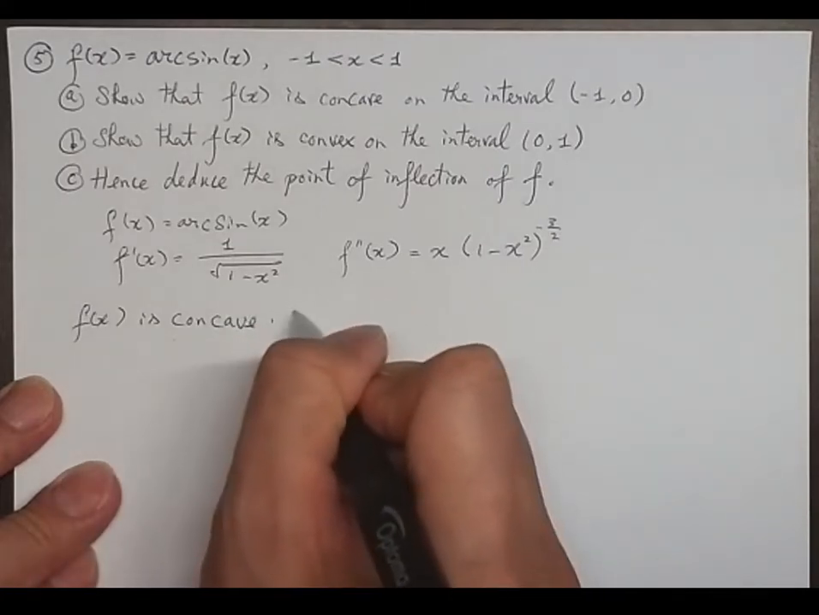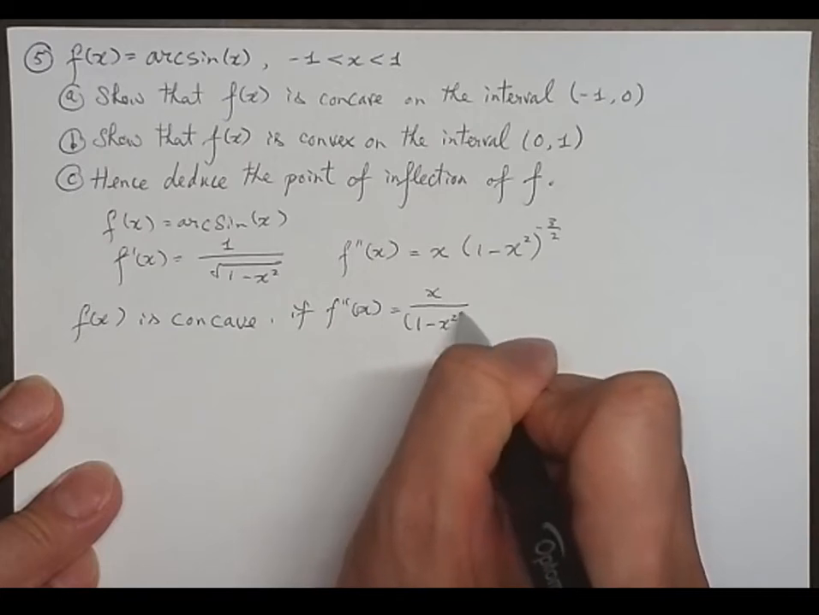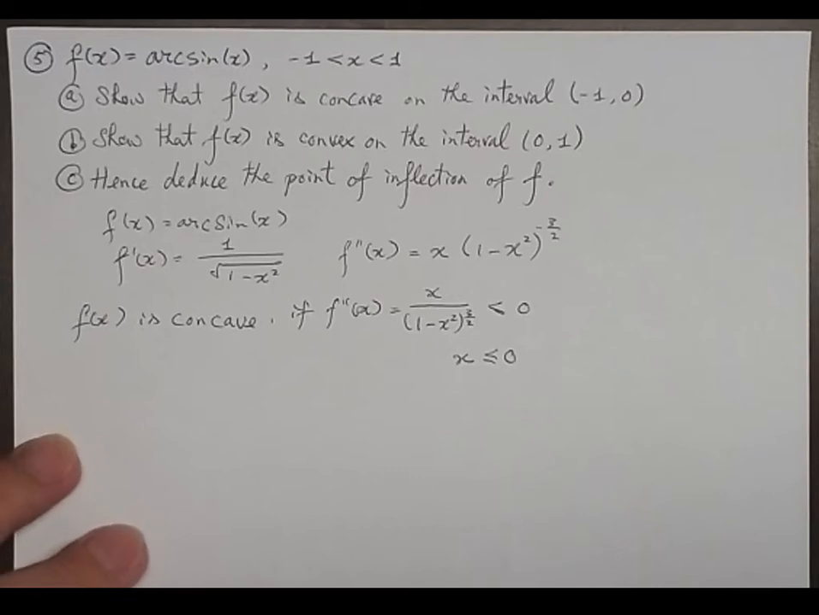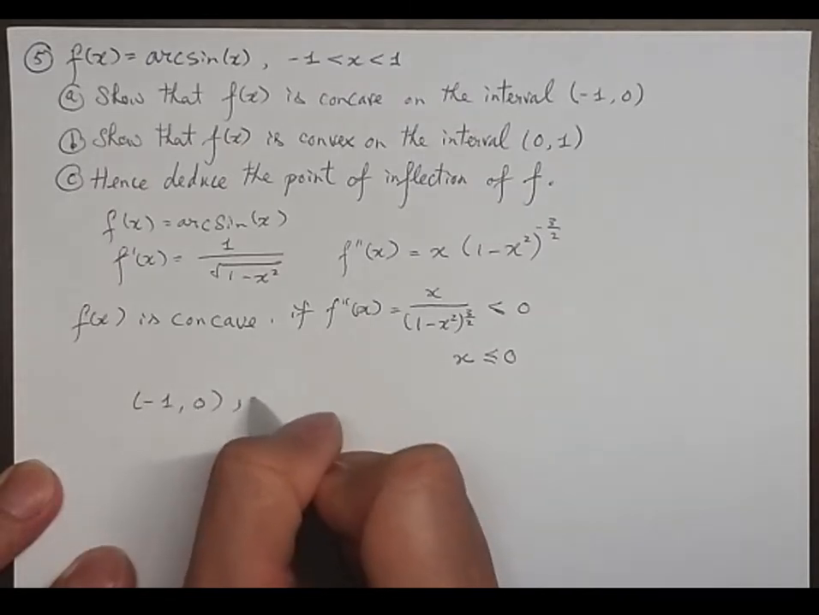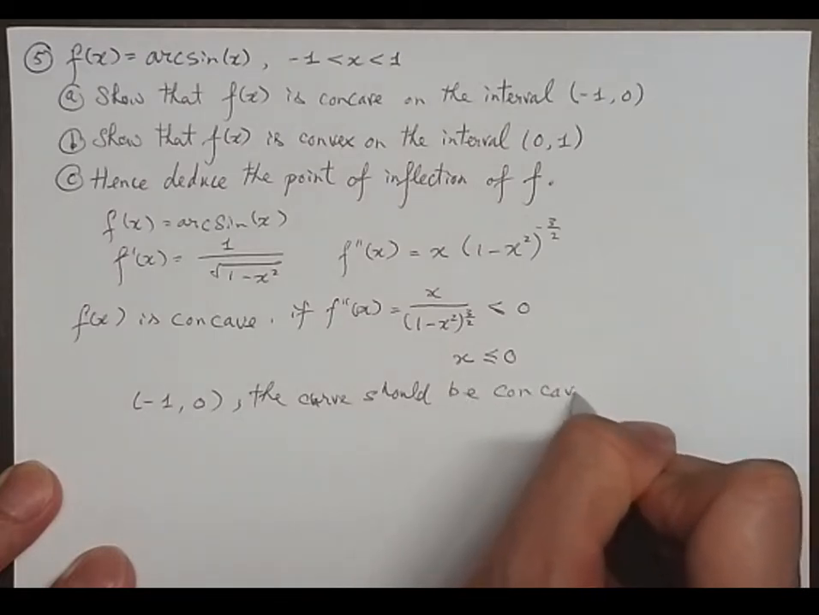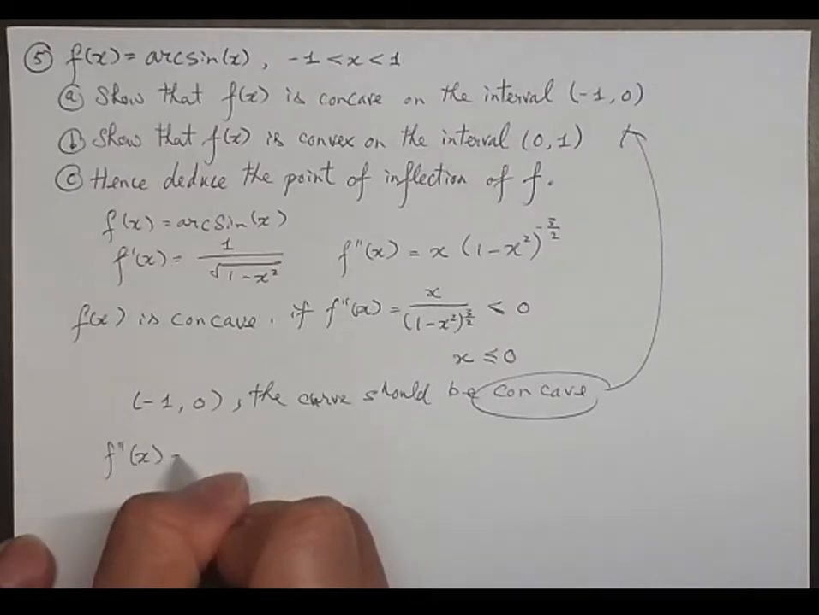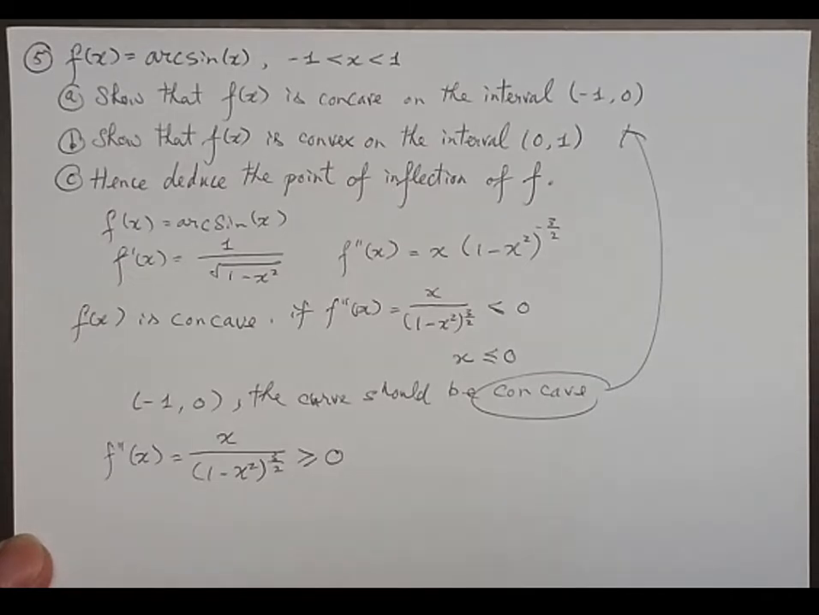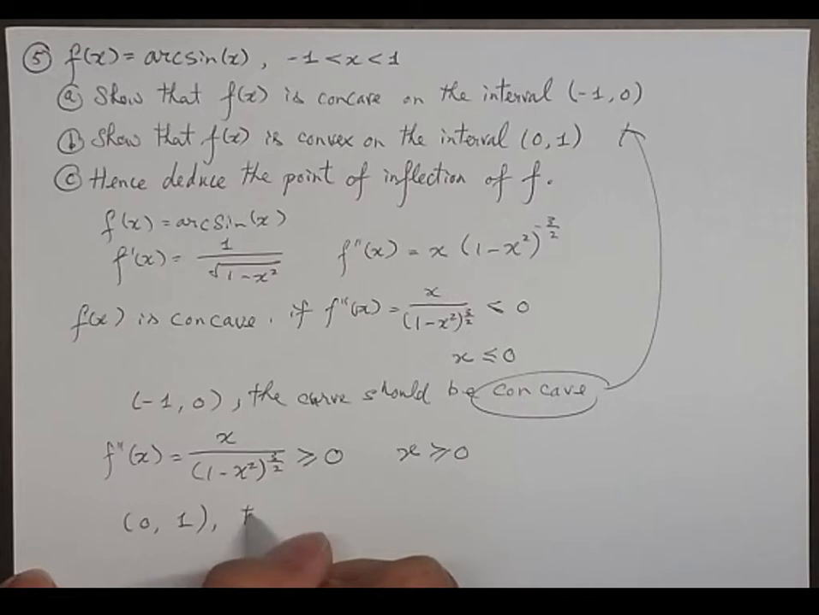For f(x) to be concave, f''(x) equal to x over (1 - x squared) to the power of 3/2 is less than 0. So x is less than or equal to 0. So for the range from -1 to 0, the curve should be concave. We prove the curve to be concave. And if f''(x) is greater than or equal to 0, then x is greater than or equal to 0. So from 0 to 1, the curve should be convex.